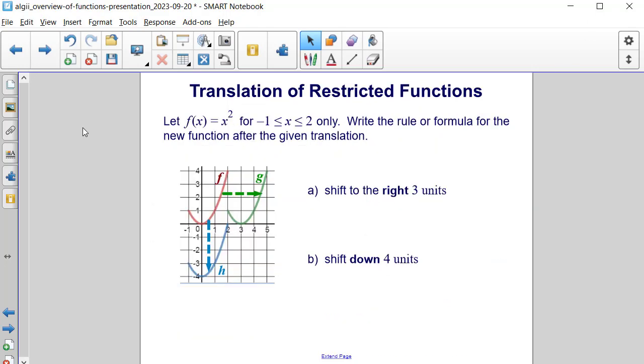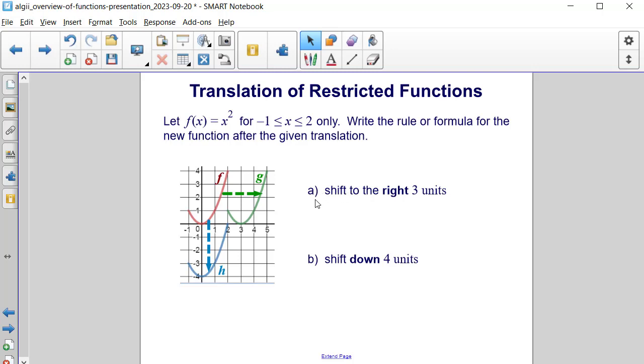Here's an example of a translation of restricted functions. We're going to let f of x be equal to x squared for x values between -1 and +2, including both endpoints, and only those x values. We're going to write the rule or formula for the new function after the given translation.